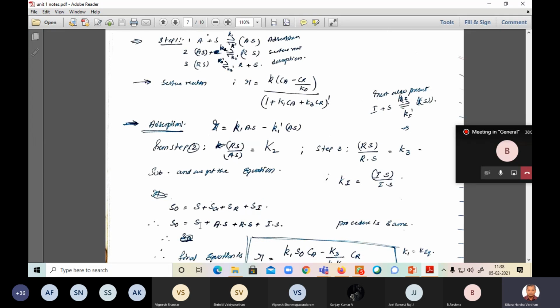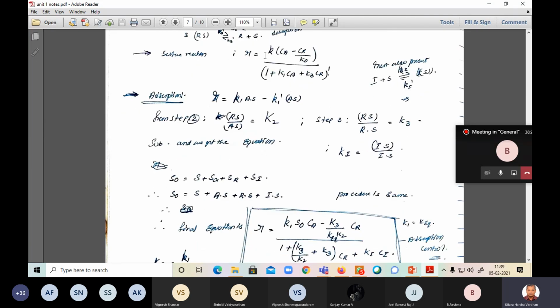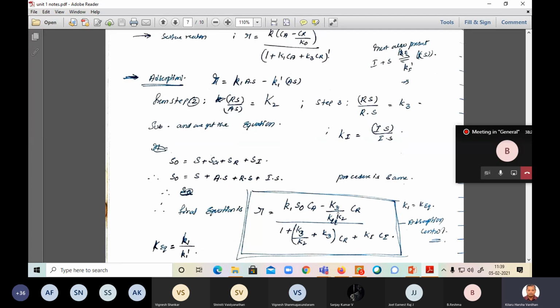So S naught is SA, you can write as A into S. SR you can write as R into S. SI you can write as I into S. Substitute that and then substitute it back into this particular equation. Then you can get the big form of the equation like this.